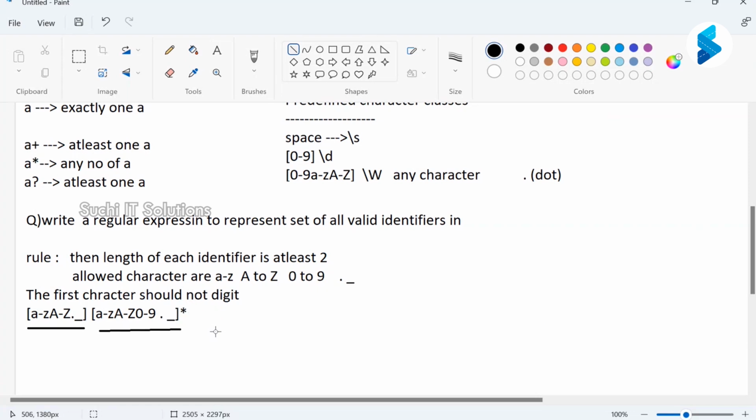Guys, is it clear, please? Yes, sir. This is the way. Sir, can you make it simple, guys, this one? Yes. Can I use plus symbol?